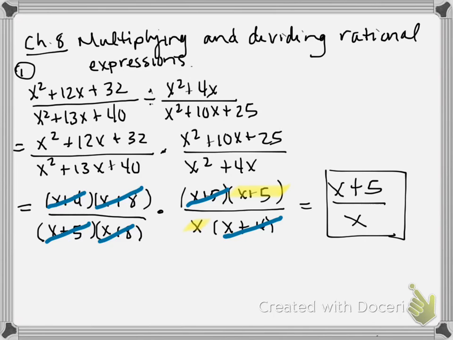Now, a lot of people make the mistake. They think that they can cancel the x's, but that's really illegal math. You cannot do that. It messes up with order of operations. X plus 5 is one factor and x is a different factor, and I can't just kill off the x's there. All right, let's look at the next example.